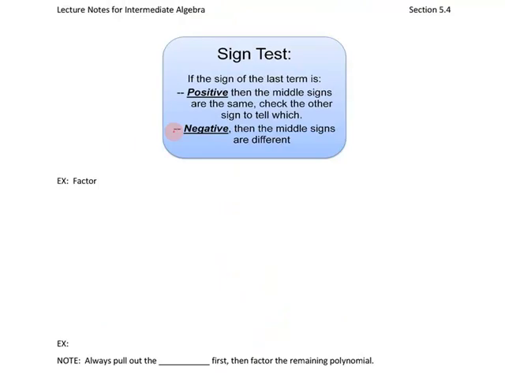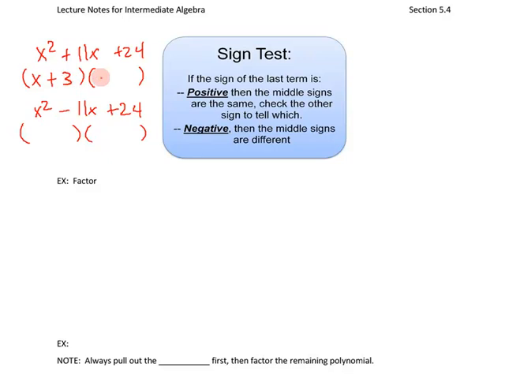Now, one of the things that we need to be aware of is we've got to make sure that our signs match up correctly. Meaning that if I had x squared plus 11x plus 24, what we did in the last example, and if I had x squared minus 11x plus 24. The problem with factoring these is we've got to make sure we get the signs correct. Now we just saw that x squared plus 11x plus 24 factors into x plus 3 and x plus 8, because 3 times 8 gives me 24.